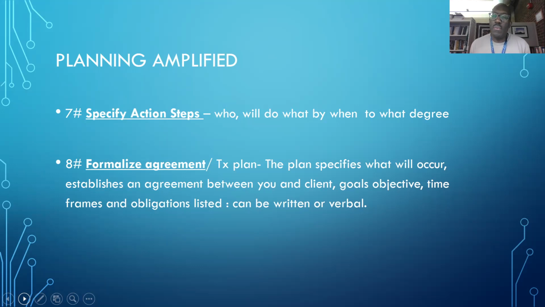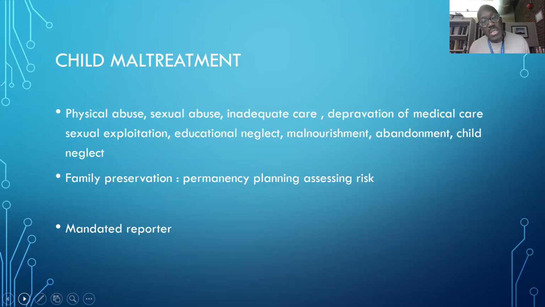And then after you have reached an agreement about what's in the plan, what we're going to do, what the action steps are, we formalize it by either signing off on it, or there's an implied understanding, or it could even be a verbal plan that establishes agreement between you and the client. It's going to lay out all the goals, all the objectives, the time frames, and the obligations, like what the client is expected to do and what you as a social worker are expected to do. So that's it for your planning piece. Just make sure that as you are planning, you hit all of those 8 steps to make sure that we have gotten the best information possible.